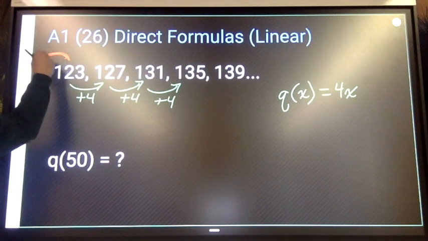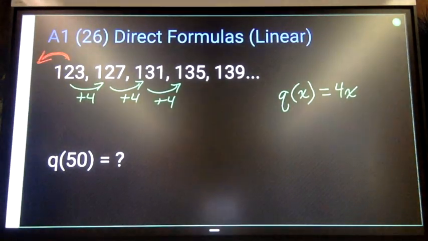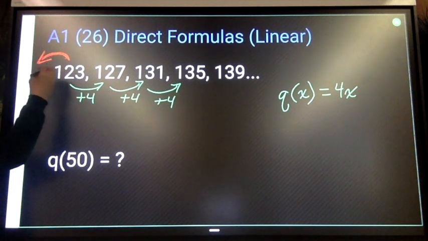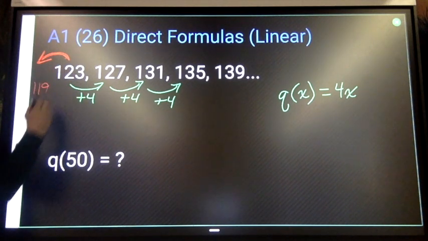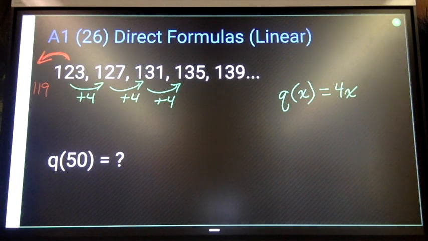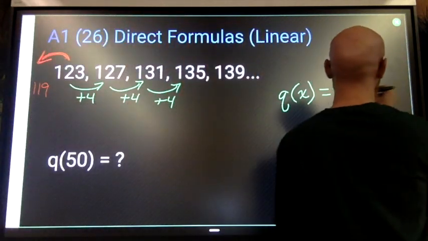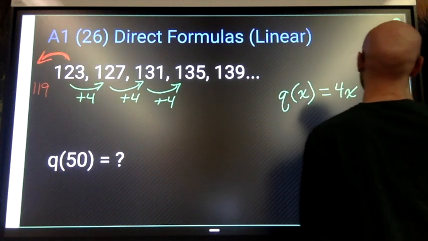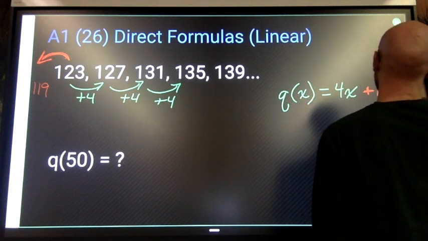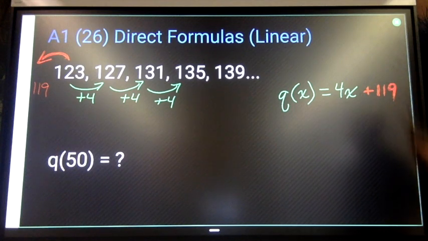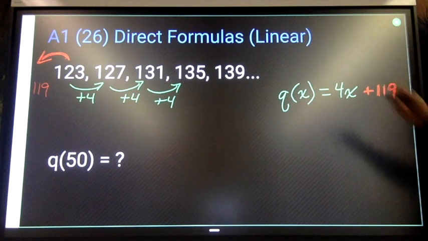Then to finish out my rule, I'm going to say what term would have come before the first term. What is the 0th term? I'm going to have to go backwards 4 from here, and I will have 119. So that will finish my rule, plus 119. 4x plus 119 will generate that sequence.